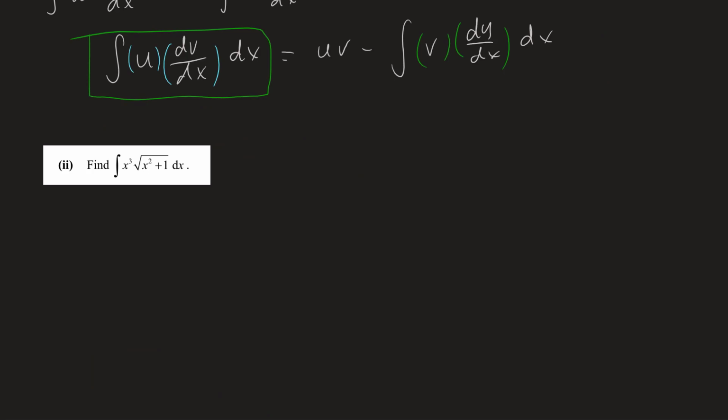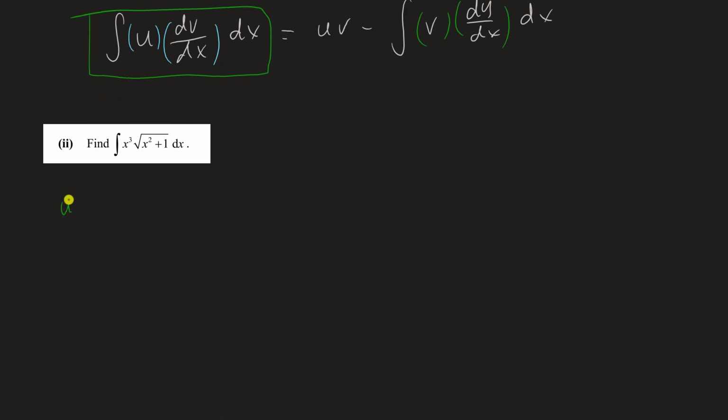Here, if you were to use LIATE, you realize both candidates are algebra. So this means that it will not make a difference which one you choose. Sadly here, if you choose this as your u and this as your dv dx, you'll run into some issues. Let's see. If your u is x cubed and your dv dx is this, you realize that you are unable to find v because you can't integrate this easily. So that's the issue, right? How do you rectify this issue? How do you integrate this guy?